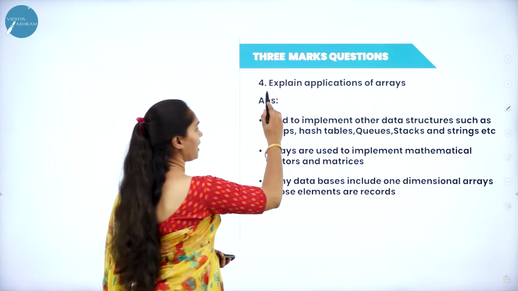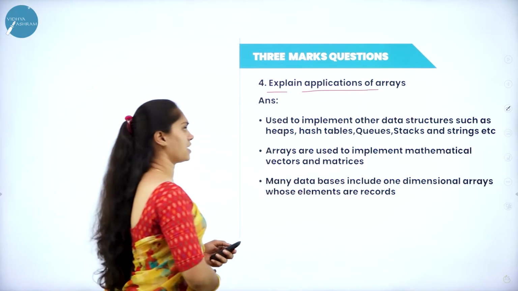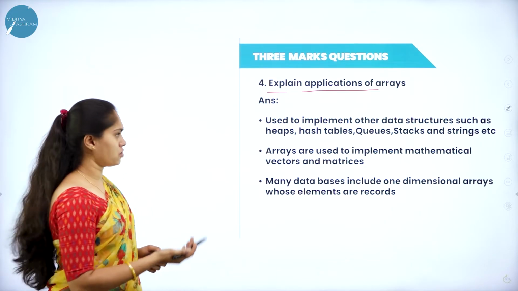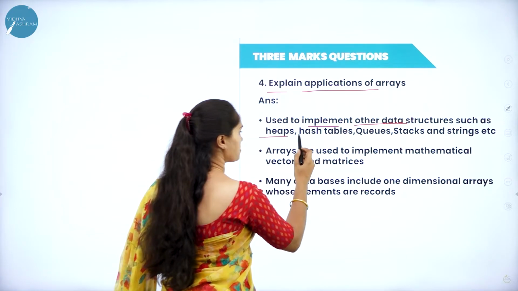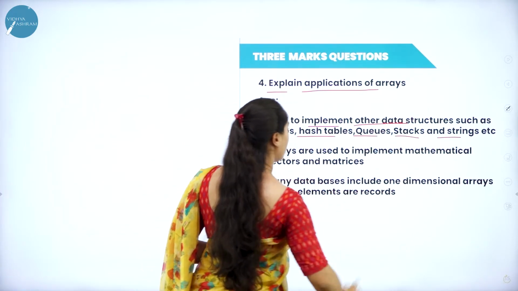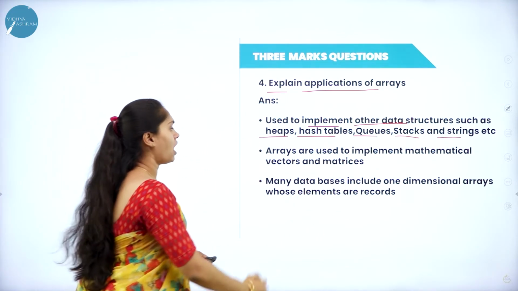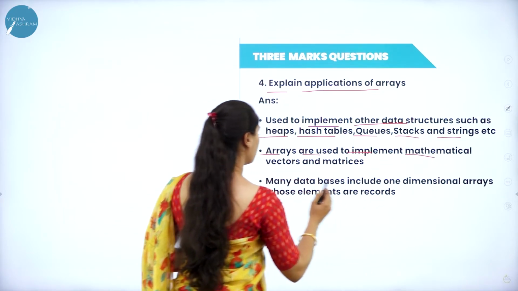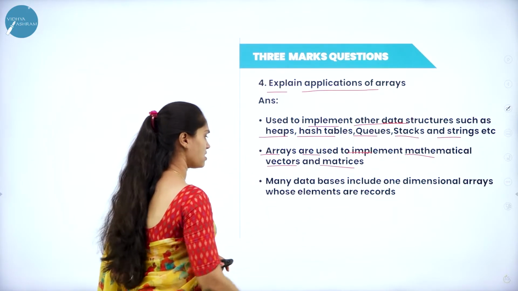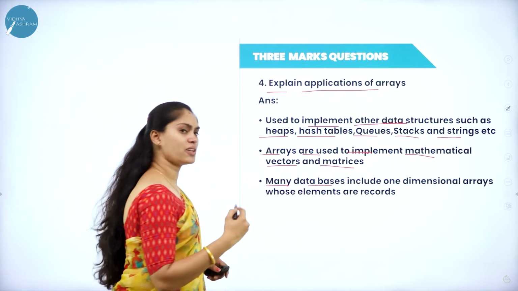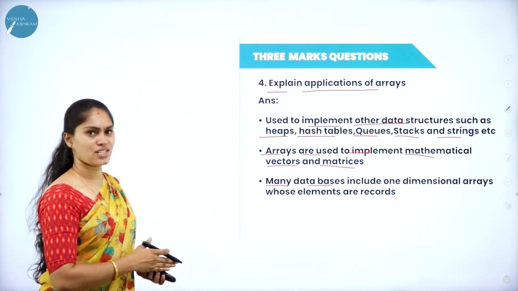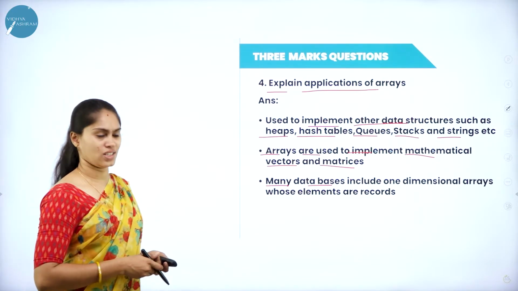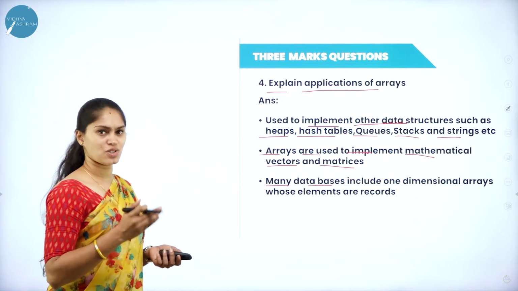Next, explain different applications of arrays. That means where we are going to use arrays. They can be used to implement other data structures: heaps, hash tables, queues, stacks, even strings. Arrays are also used to implement mathematical vectors and matrices, and many data structures are based on the 1-dimensional array, arranged in a sequential order called records. So these are the applications of arrays.